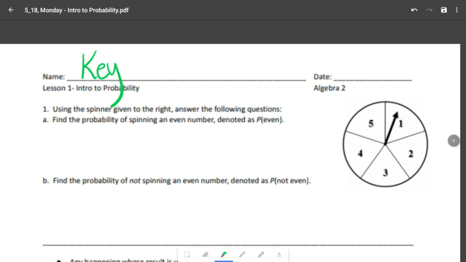So this week we're starting probability. So today is going to be kind of an intro to probability, get some basics down.